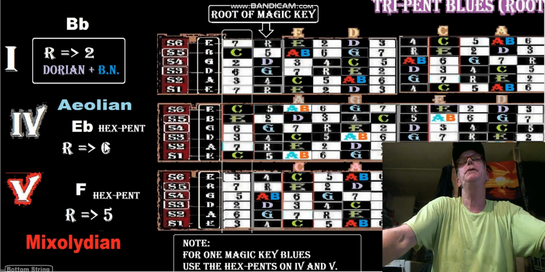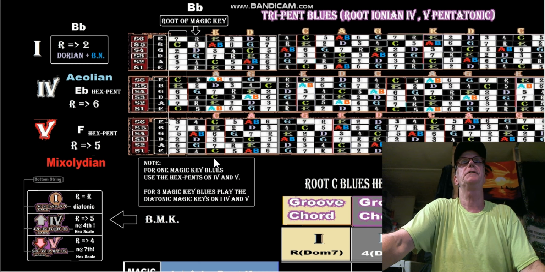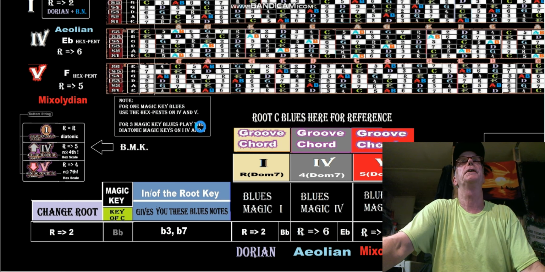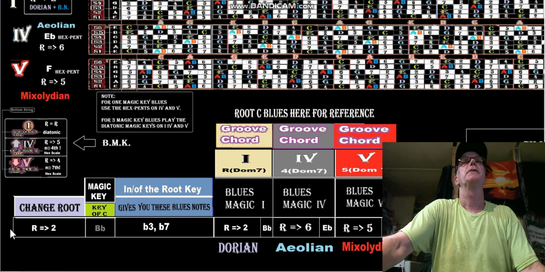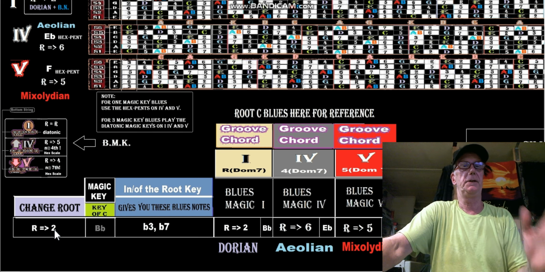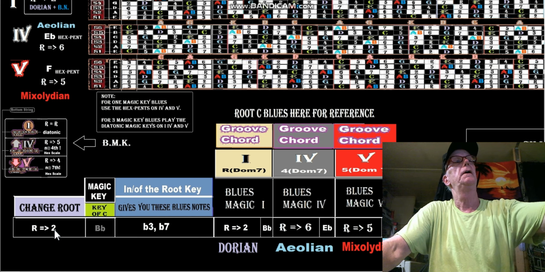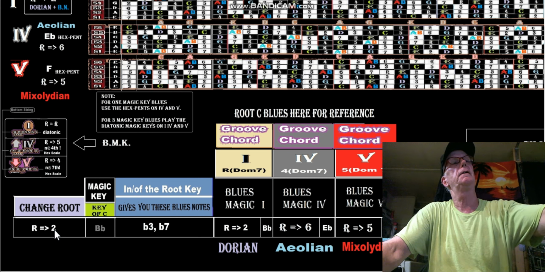What are we going to do? The safest way to look at this is to get back to the regular chart here. Change the root to 2. We're in one magic key. In C, F, G blues, the magic key will be B flat. It gives us the E flat, and it gives us the B flat, which is the 7th of the root.